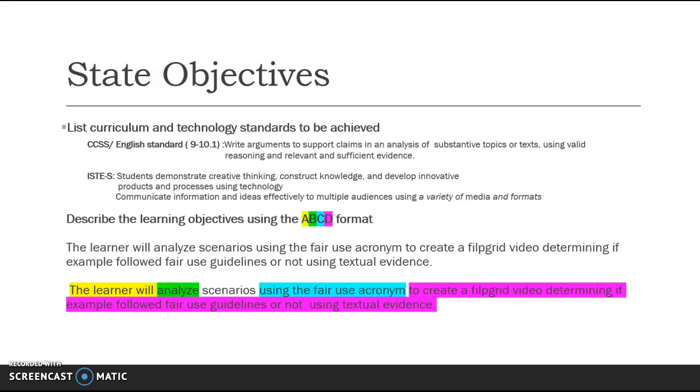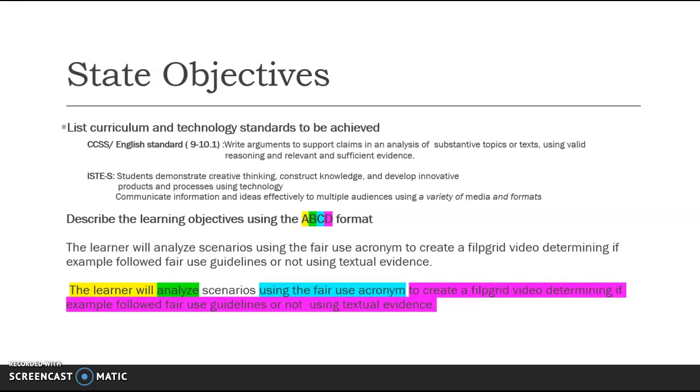to justify their claim if the example followed fair use guidelines or not. As far as their International Society for Technology standard, students demonstrate creative thinking, construct knowledge, and develop innovative products and processes using technology. In addition, communicate information and ideas effectively to multiple audiences using media formats. So again, they're creating their Flipgrid. They can be as creative as they want. In addition, they are communicating effectively to peers and also commenting in response on whether their work was correct or not.